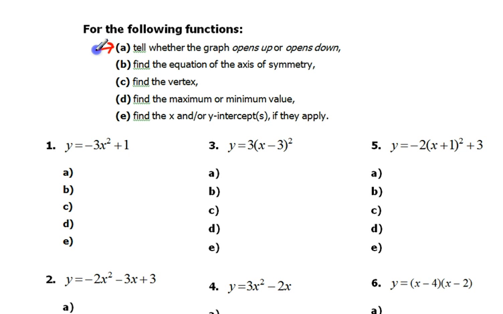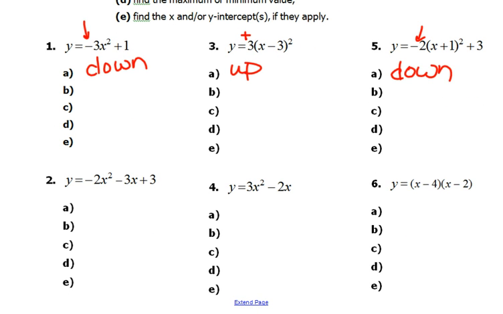Well, opens up or opens down really depends on the leading coefficient and whether it is negative or not. If it is negative, it's going to open down. If the leading coefficient is positive, it's going to open up. So this one is down. Down, up, down. That up or down should go fairly quick.